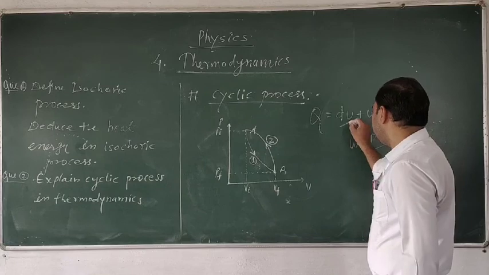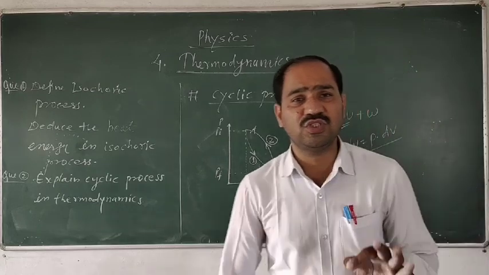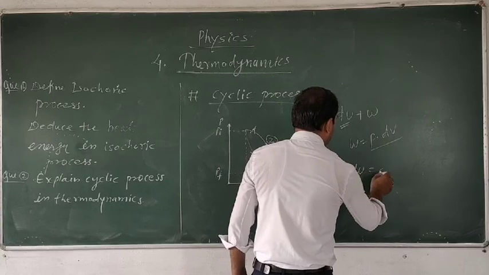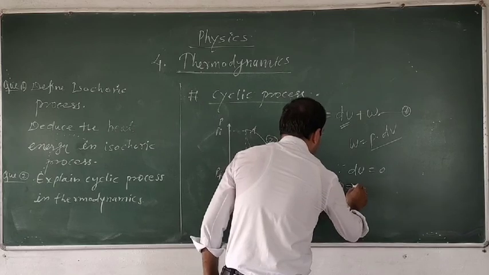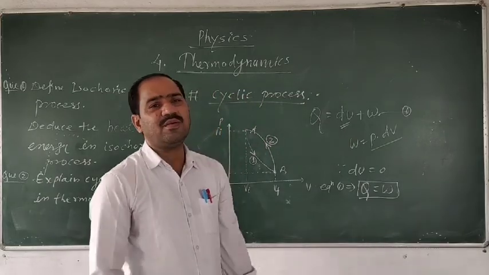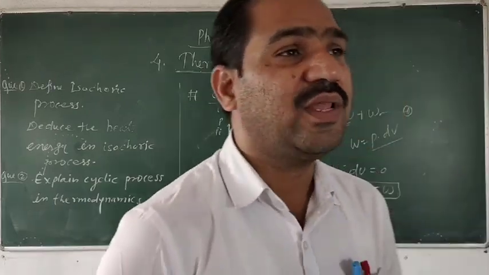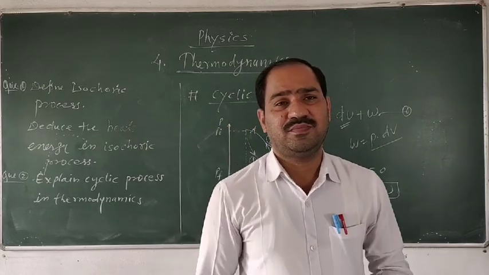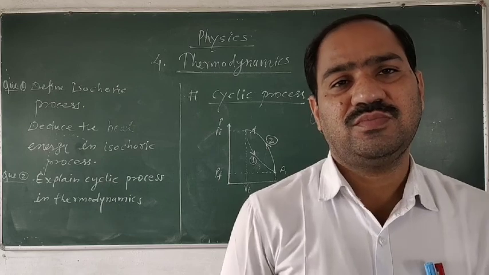But here, the change in the internal energy of the system, delta U, is equal to 0. Therefore here dU is equal to 0. Therefore this equation number 1 becomes Q is equal to W. Means whatever the amount of heat supplied to the system, it is utilized only for doing the work. If the system does some work on the surroundings, then W is positive.